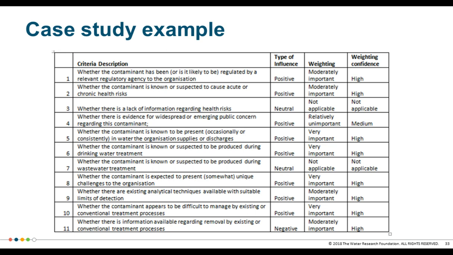So we went through a process with a small water utility in Australia with a research manager, who, under direct discussion, we sat down and talked about which are the various criteria that would be important to that particular organisation. So they were all ranked positive, negative or neutral, and then a weighting in terms of how important, very important, moderately important, or relatively unimportant, was applied to each of the different 11 criteria, and then the level of confidence associated with that particular ranking. So this particular case study reflects that one organisation's values and research needs, I suppose.